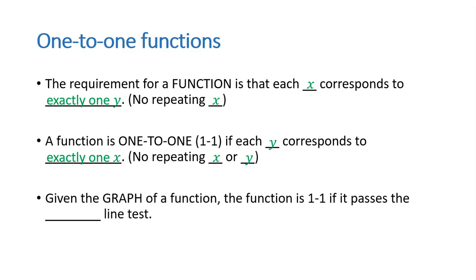Given the graph of a function, the function is one-to-one if it passes the horizontal line test. Remember, we had the vertical line test to determine whether or not something is a function. Well, if it's already a function and we want to determine if it's one-to-one, we apply the horizontal line test. This test works the same way as the vertical line test, but in this case, a function is one-to-one if each horizontal line only crosses the graph in one location. One-to-oneness is important to remember as we start to define inverses.